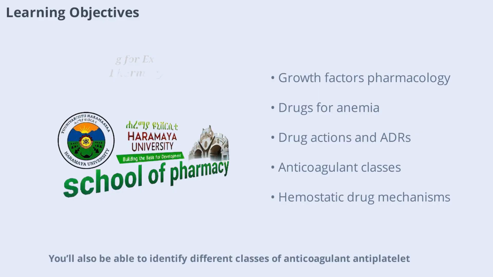You'll also be able to identify different classes of anticoagulant, antiplatelet, and fibrinolytic drugs, and explain the mechanisms of action, pharmacokinetics, drug-drug interactions, and adverse effects of drugs acting on the hemostatic process. Let's move forward and start with the basics of hematopoietic growth factors.